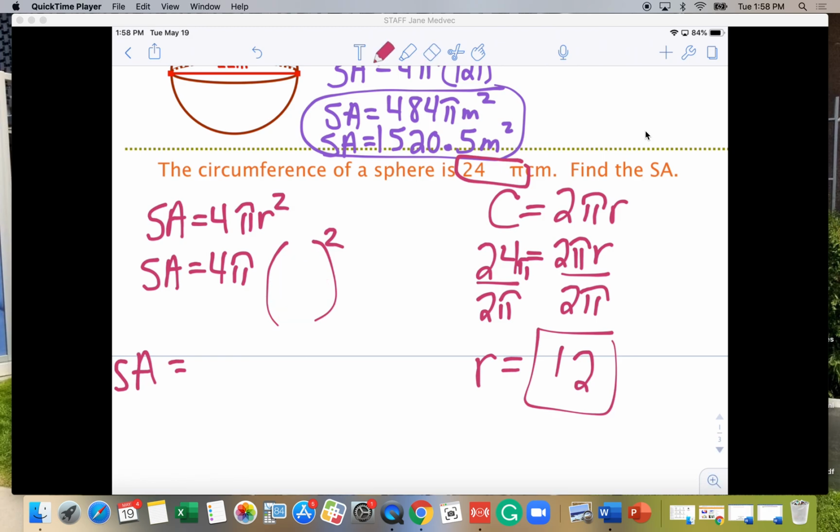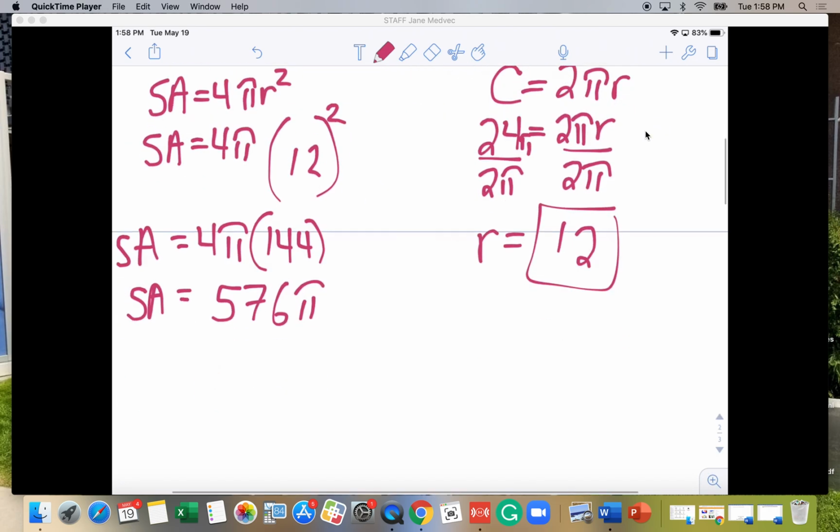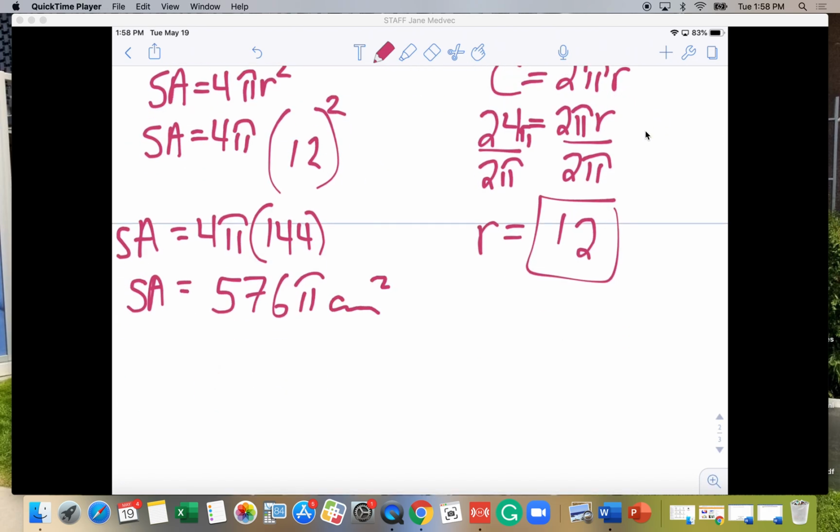Let's go ahead and put in that 12. So 4 pi times 144. Surface area equals, take your 144 times 4. I get 576 pi, and that would be centimeters squared, or the surface area is 1,809.56 centimeters squared.